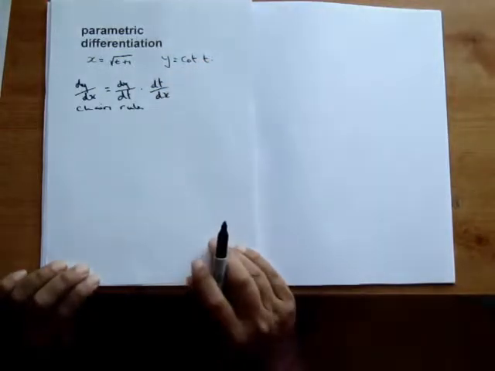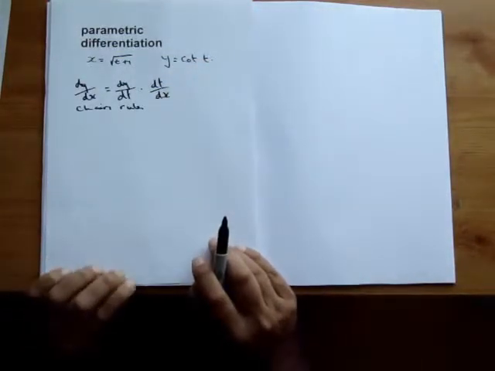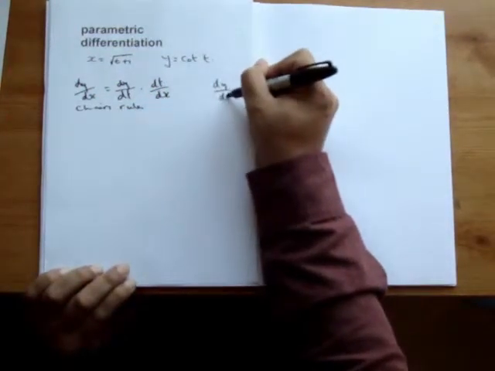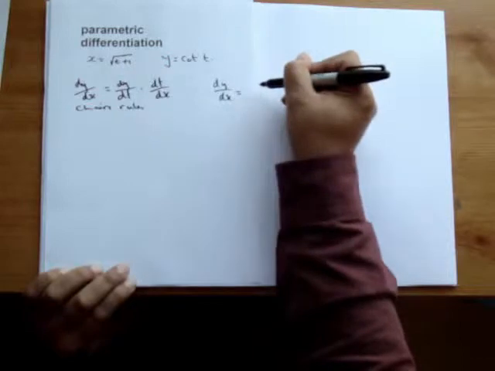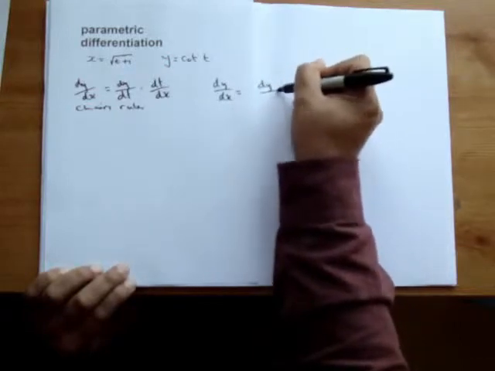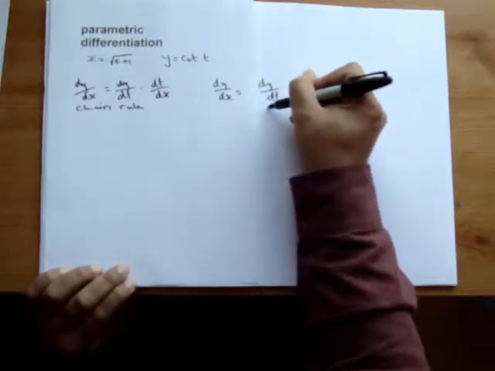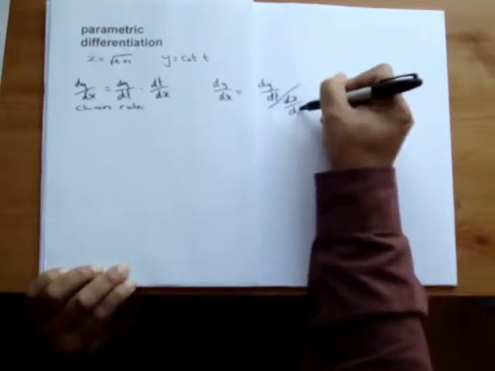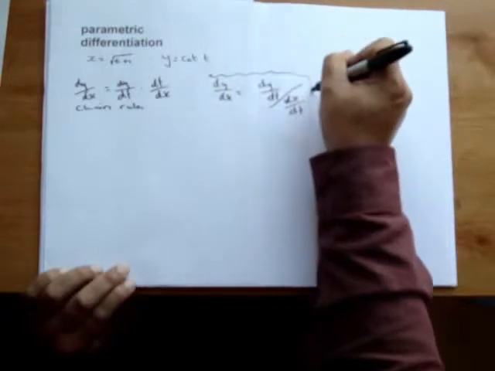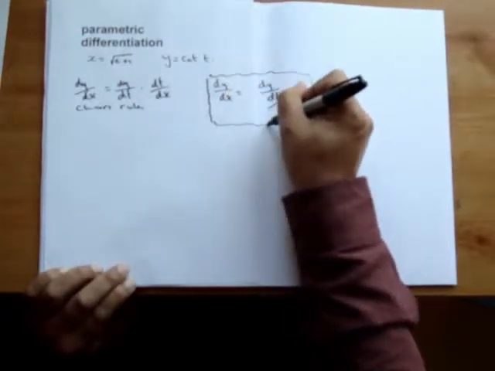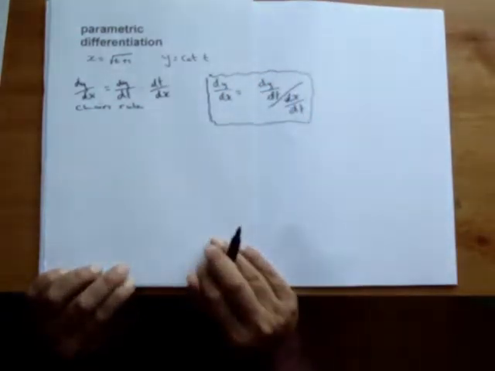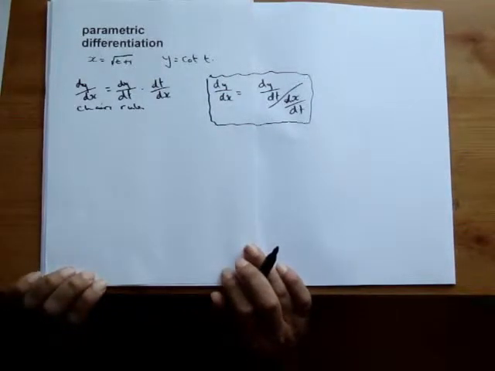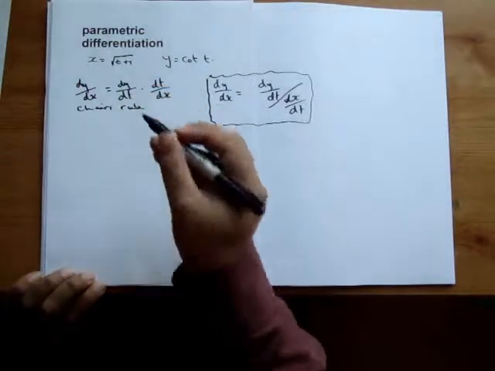And we use this rule in parametric differentiation with a slight difference. We just rearrange dy by dx becomes dy by dt all divided by dx by dt, and this is the rule that we use in parametric differentiation. So let's give it a go using these two parametric formulas.